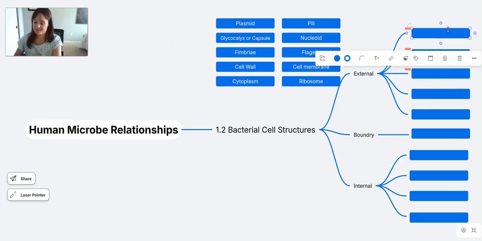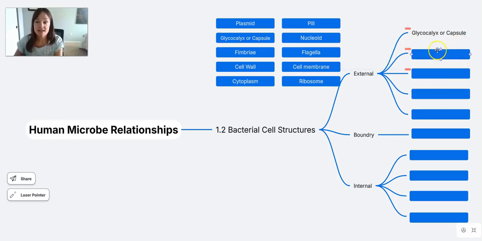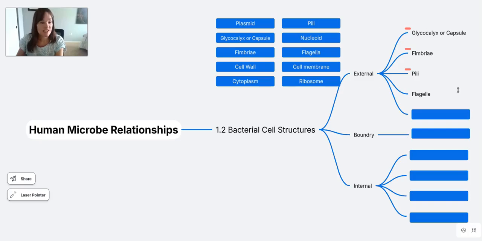External structures. A glycocalyx, or it's also called a capsule, and you'll see both throughout the reading, so I put them both here. Fimbriae, it's another structure that's external. Pili is also external. Flagella is also external. And finally, cell wall is also an external structure.